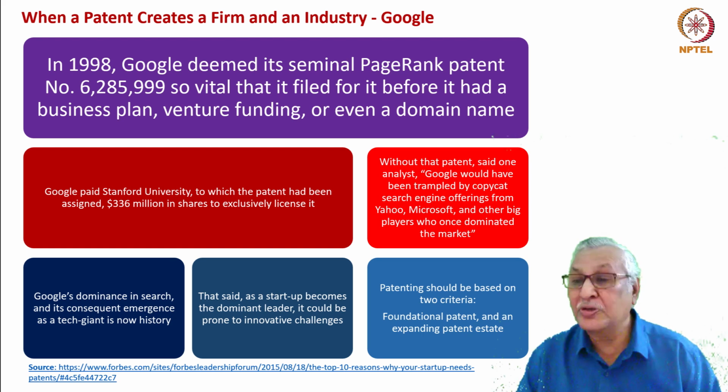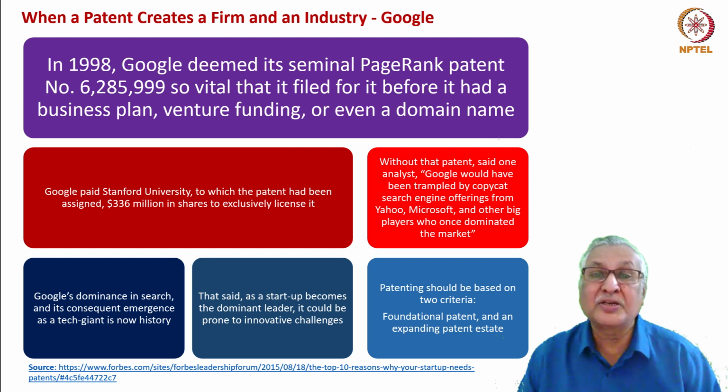Without that patent, said one analyst, Google would have been trampled by copycat search engine offerings from Yahoo, Microsoft, and other big players who once dominated the market. Google's dominance in search and its consequent emergence as a tech giant is now history. That said, as a startup becomes the dominant leader, it could be prone to innovative challenges. Patenting, which builds firms and industries, should be based on two criteria: a foundational patent and an expanding patent estate.